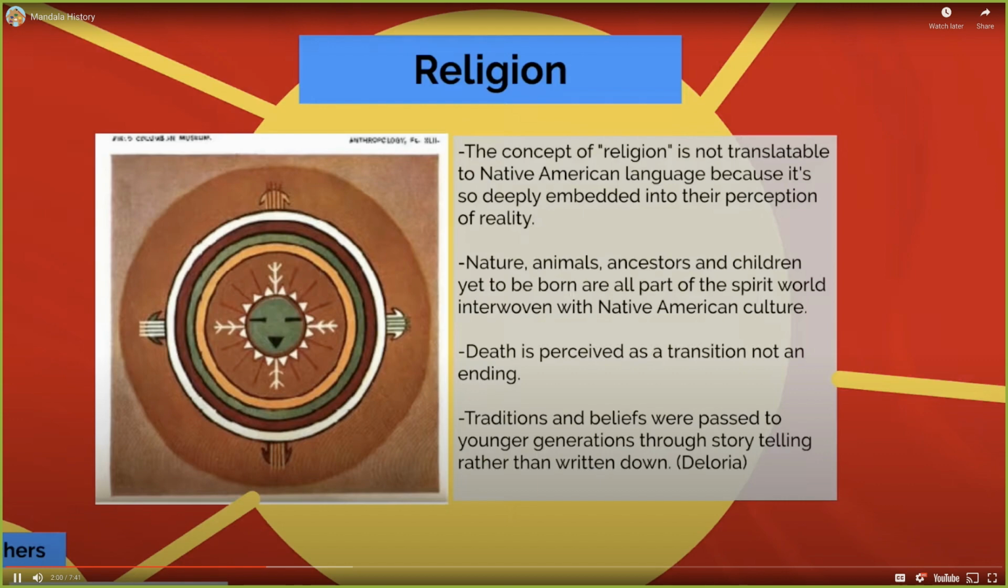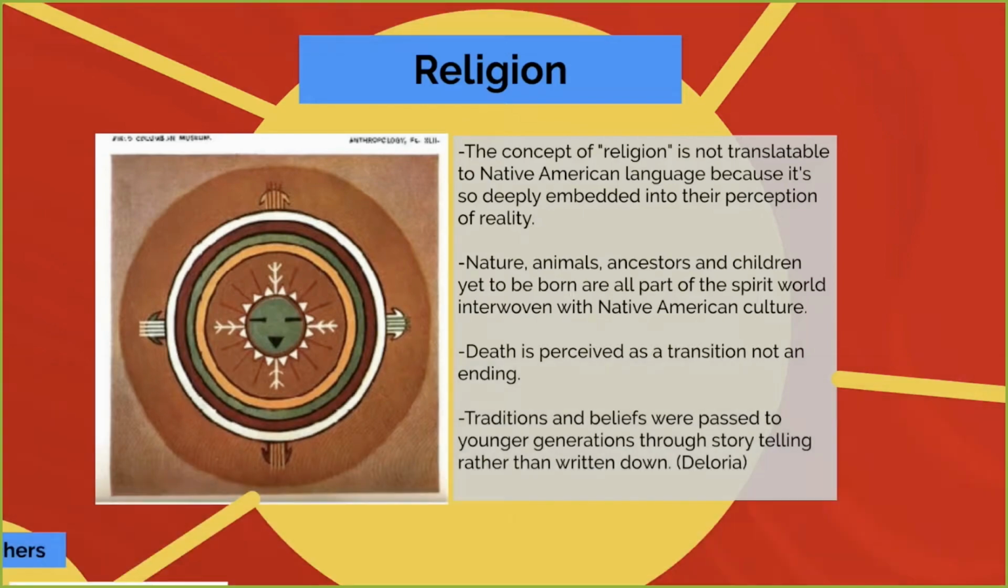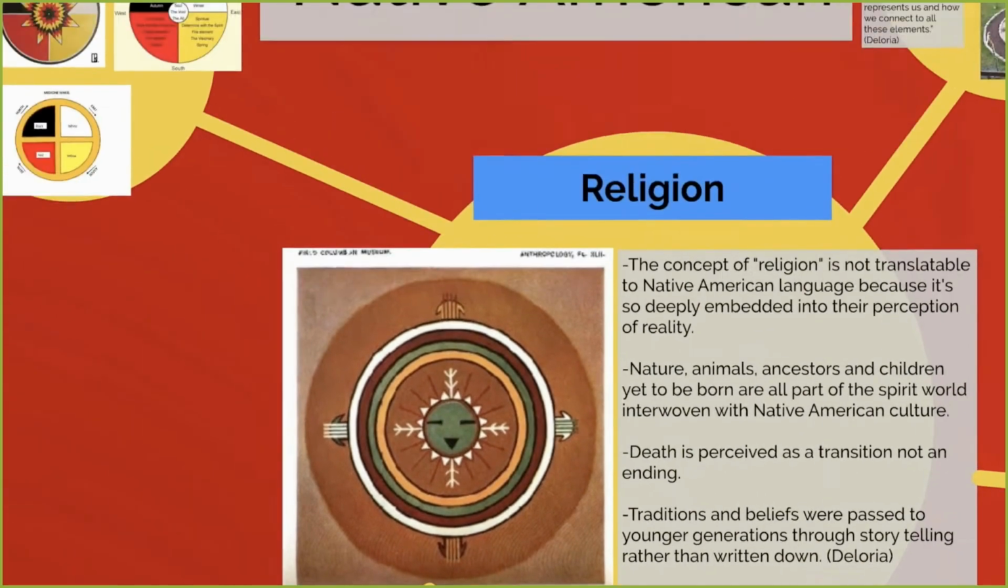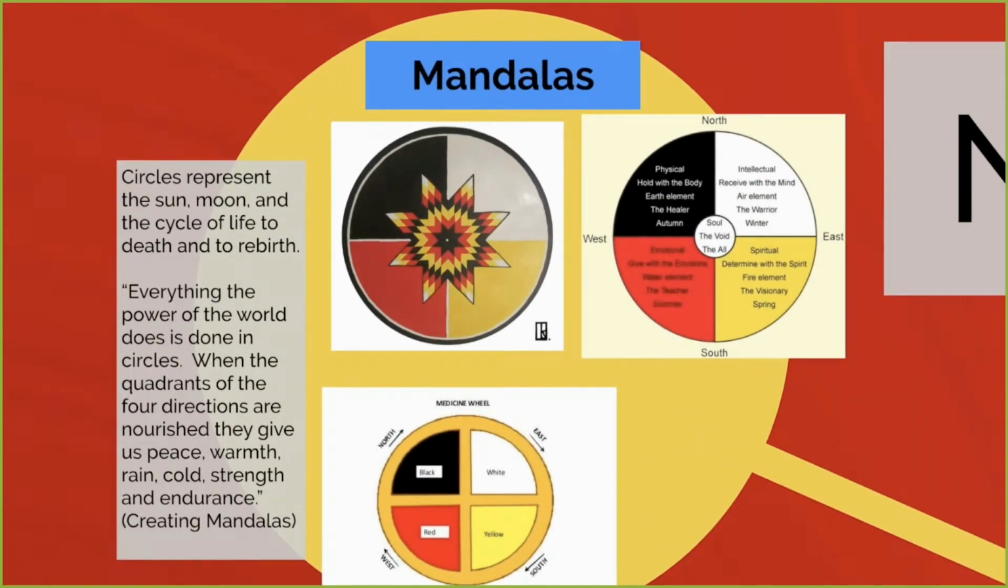With this mandala on the left, what do you think it might represent? Possibly a spirit or an energy, something that looks happy to me. Mandalas: circles represent the sun, the moon, and the cycles of life, death, and rebirth. Everything the power of the world does is done in circles. When the quadrants of the four directions are nourished, they give us peace, warmth, rain, cold, strength, and endurance.